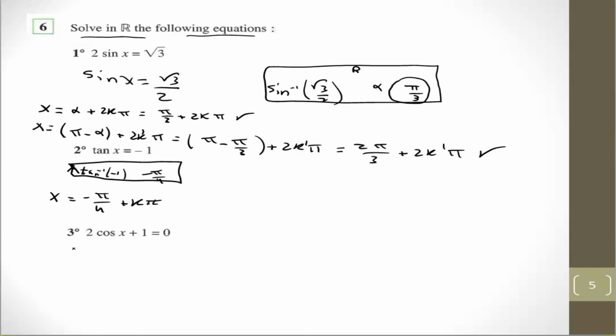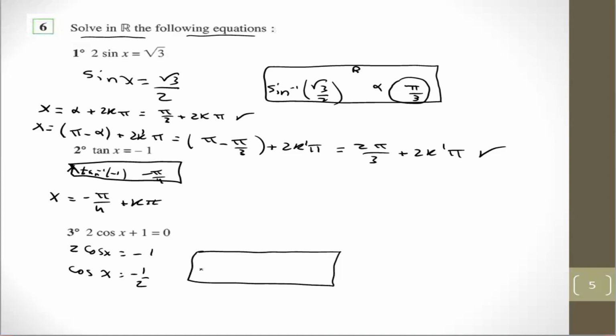Number 3, 2 cosine x equal minus 1, and then cosine x equal minus 1 over 2. Also in our calculator we press shift cosine of minus half. So if you press in your calculator, it will give you on the screen cosine inverse of minus half. The output will be 2 pi over 3.